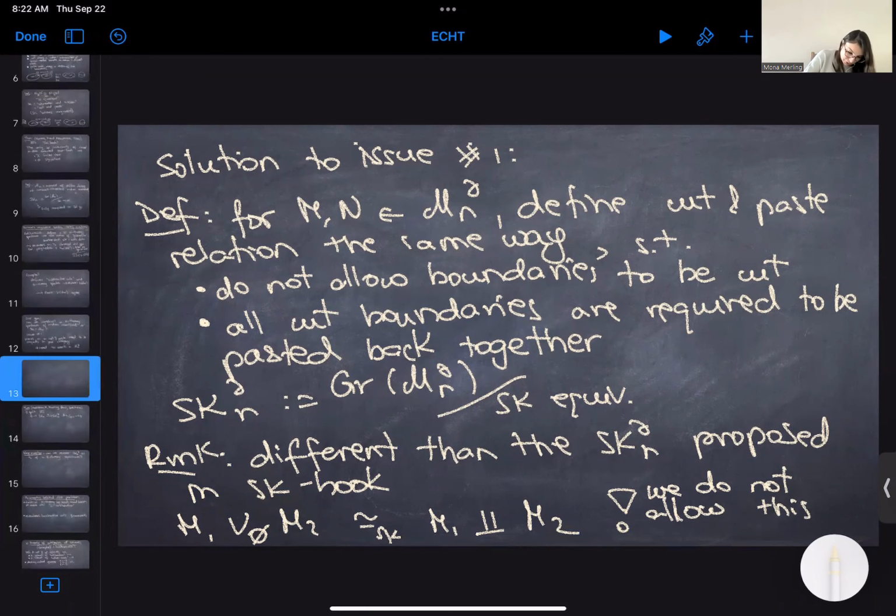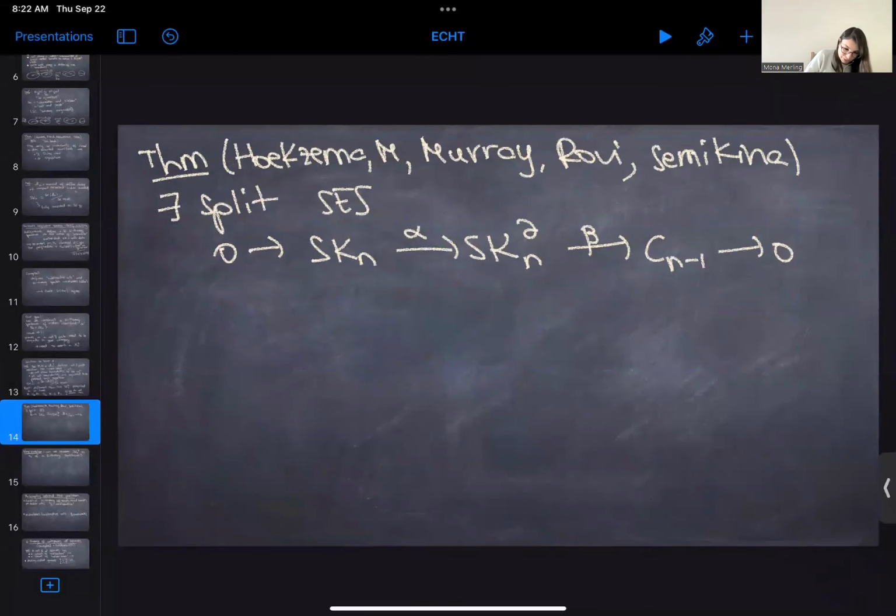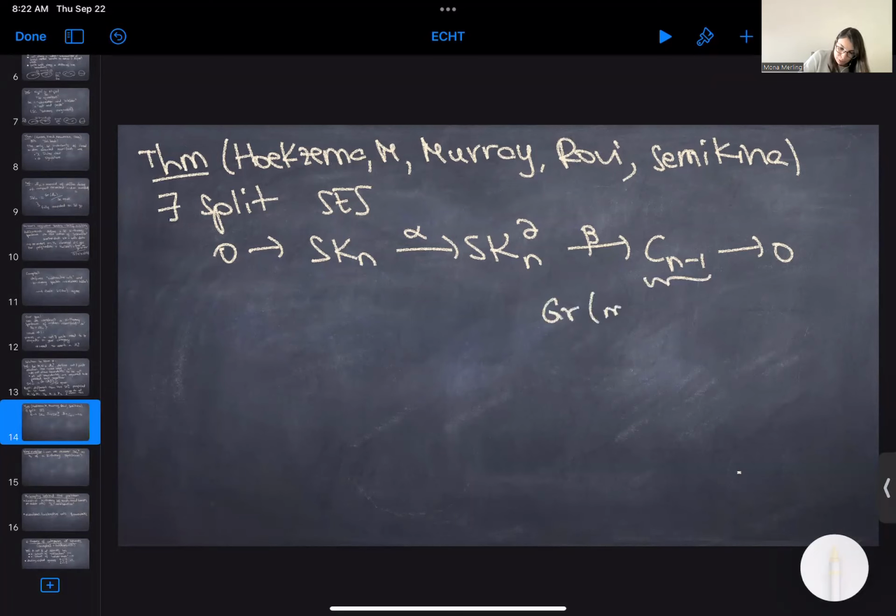Okay, so in order to solve this problem, we made a new definition, but we want this to be as close as possible to the classical SK group. So the first theorem is that there is a split exact sequence that relates these groups in this way. So let me first say what this is. This is just the Grothendieck group completion of the monoid of diffeo classes of null cobordant n-1 dimensional manifolds.